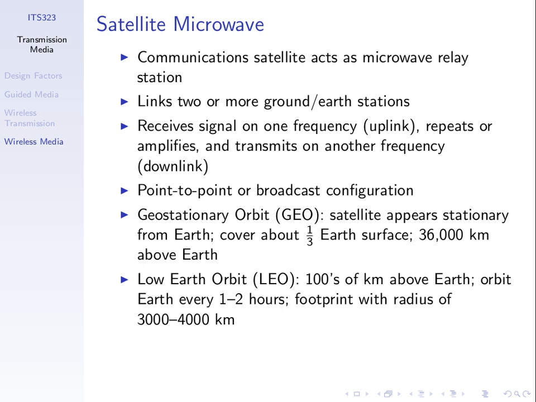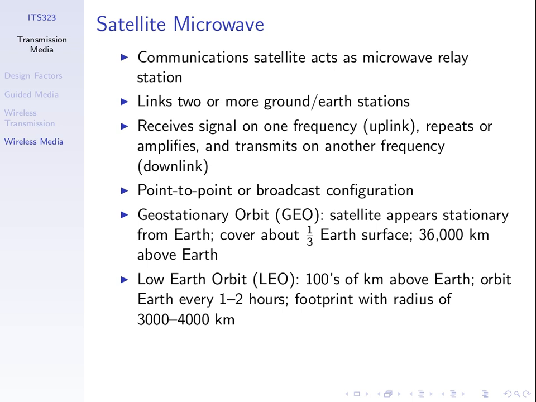So if we have a ground station here and another ground station here, let's say this is in Thailand and this is in Japan, then instead of connecting via the wired network, we can simply transmit up to the satellite, and because they're both within coverage of that same satellite, the satellite transmits down and is received in the ground station in Japan. So we can cover a large area for our transmission.